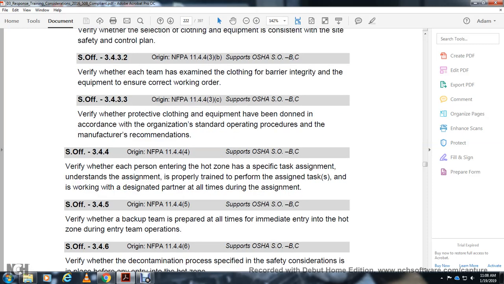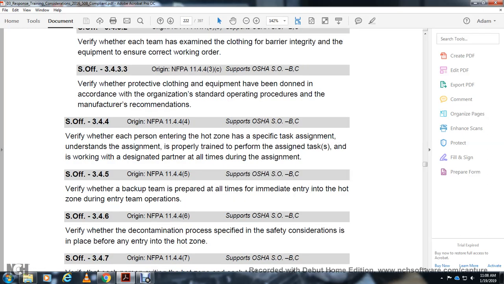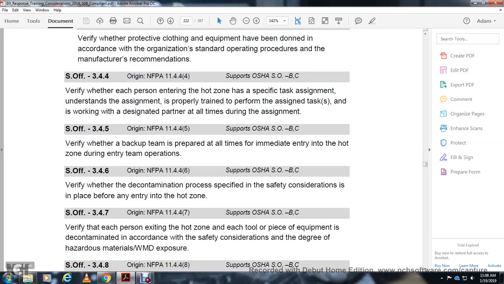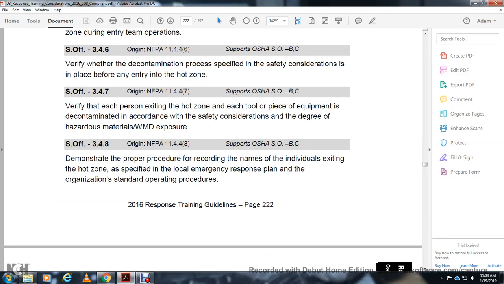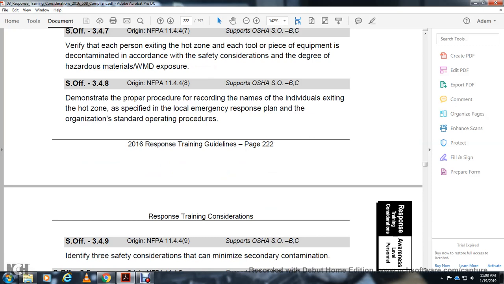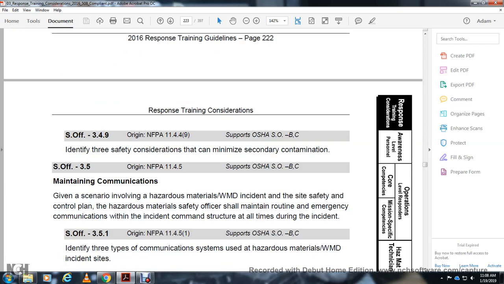Verify whether the backup team is prepared at all times for immediate entry into the hot zone during entry operations. Verify whether the decontamination process specified in the safety consideration plan is in place before entry into the hot zone. Verify that each person exiting the hot zone, and each tool and piece of equipment, is decontaminated for the safety considerations of weapon of mass destruction exposure. Demonstrate the proper procedure for recording the names of the individuals exiting the hot zone as specified in the local emergency response plan and the organizational standard operating procedure, minimizing secondary contamination.